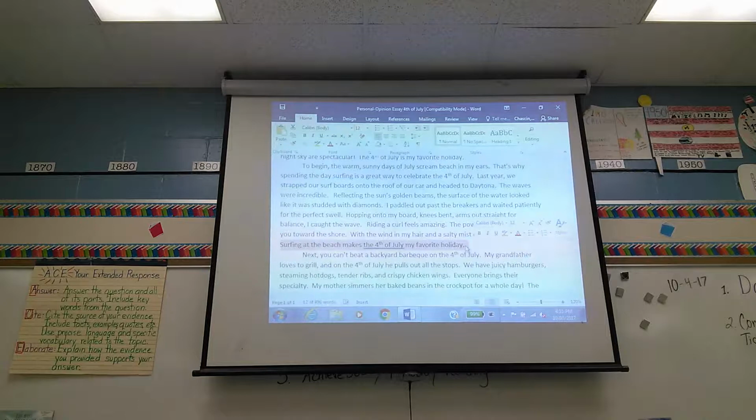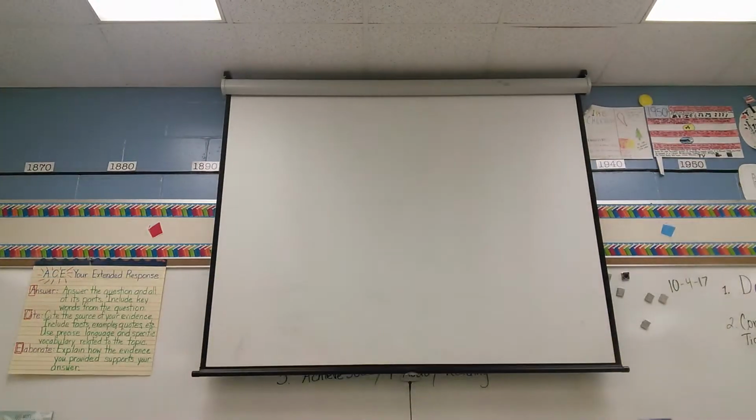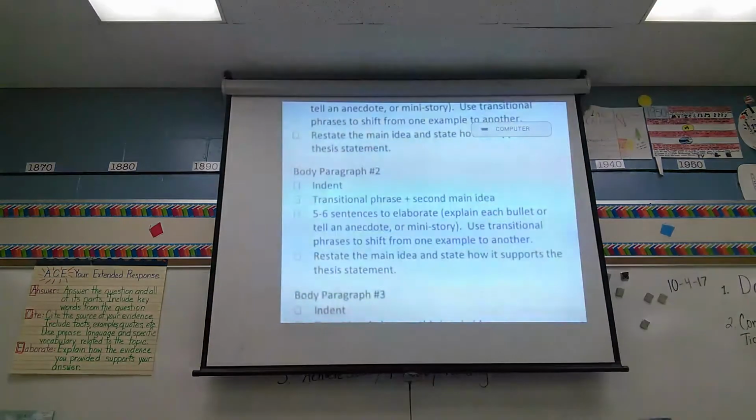Surfing at the beach makes the 4th of July my favorite holiday. So surfing at the beach was what was talked about in this body paragraph, and the thesis statement is the 4th of July is my favorite holiday. So that becomes the concluding sentence in the body paragraph. The essay goes on to have 2 more body paragraphs that follow basically that same structure, and that is what we're trying to get students to do when they create their own essays.